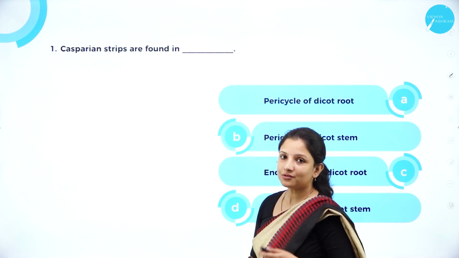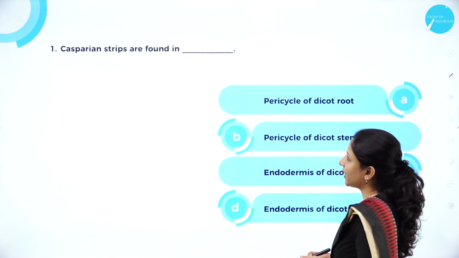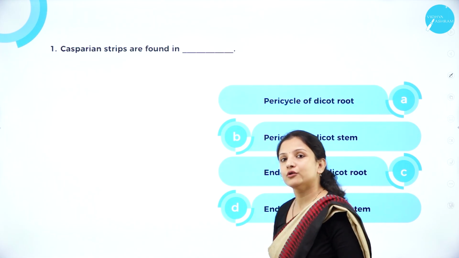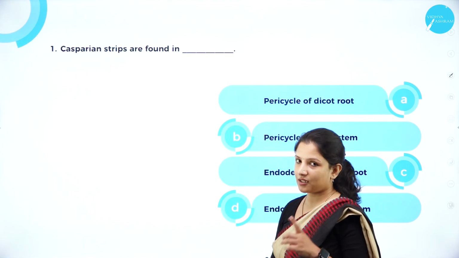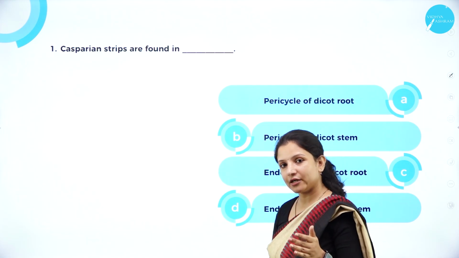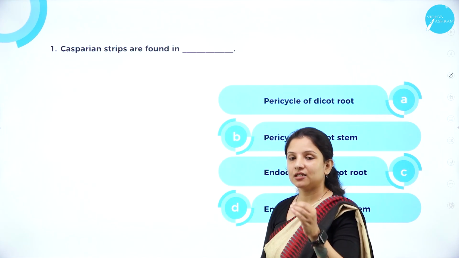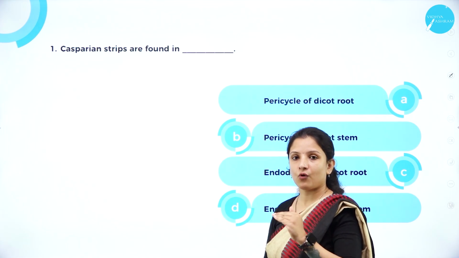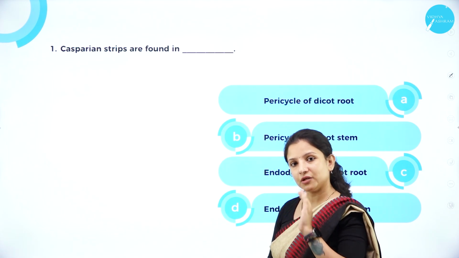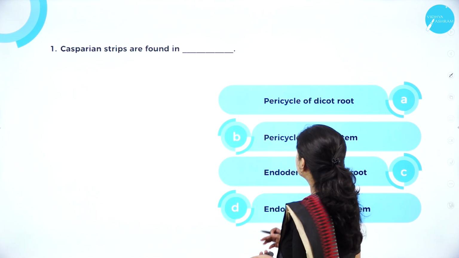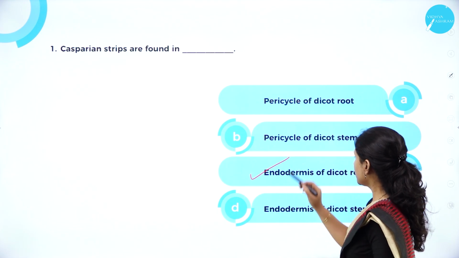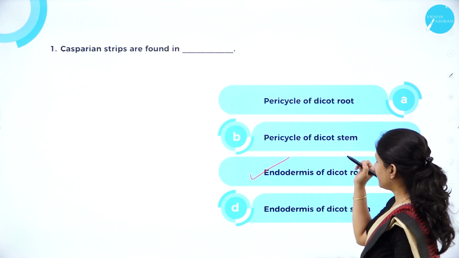So next, moving on to some of the MCQs. Casparian strips are found in. So where do we find them? We got to know that Casparian strips come under the dicotyledonous root. So where are they present in the dicotyledonous root? They are present in the tangential and the radial walls of the endodermis, and therefore that endodermis we call the Casparian strip, right? So therefore, where is it found? It is found in the endodermis of dicot root, not in the pericycle.